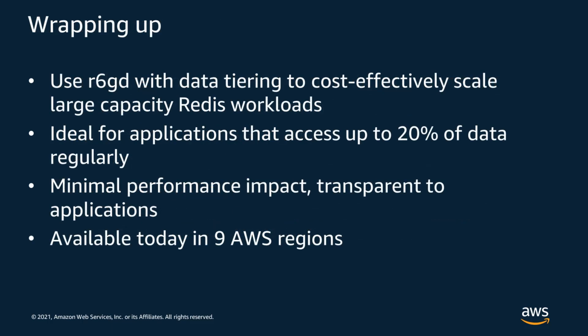All right, so that basically covers everything we wanted to go over today. Just wanted to summarize. Obviously, super excited to make clusters with data tiering available to our customers. And again, this is all about cost-effectively scaling to large amounts of capacity. It's ideal for applications that access up to 20% of their overall data set regularly, completely transparent to applications, no changes are required, designed to provide minimal performance impact, and it's available today in 9 AWS regions all across the globe.